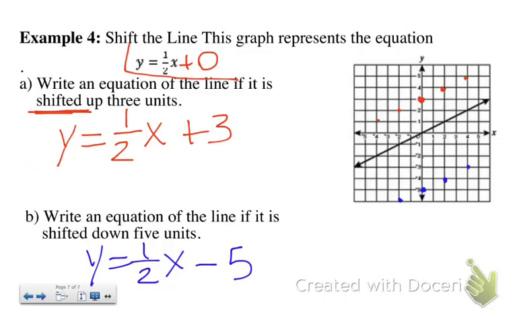And that's kind of like a transformation, or a translation. We're just sort of sliding the line up and down, but we're not changing anything about it. So anytime you see shifted, you just have to ask yourself, am I adding to the y-intercept or subtracting? And that is it for this section.